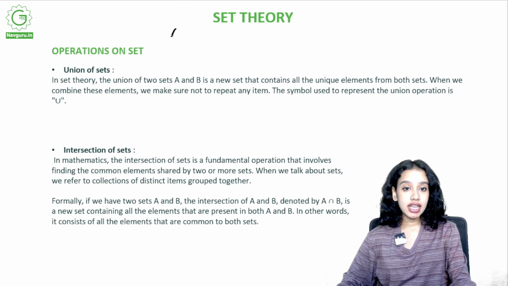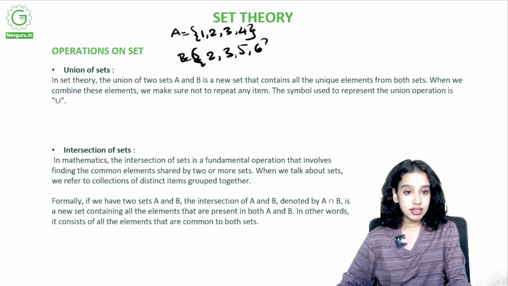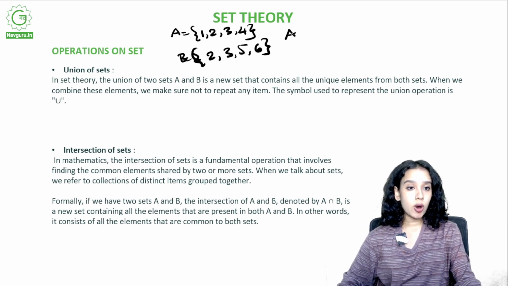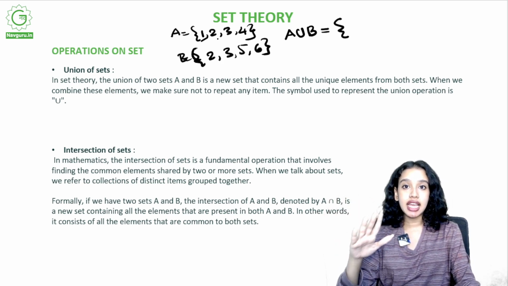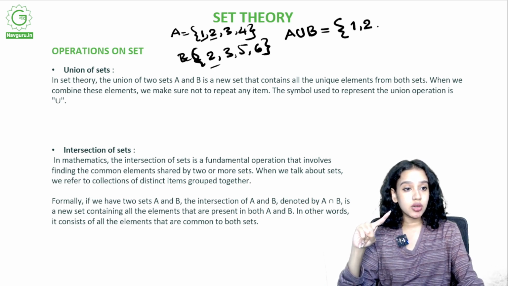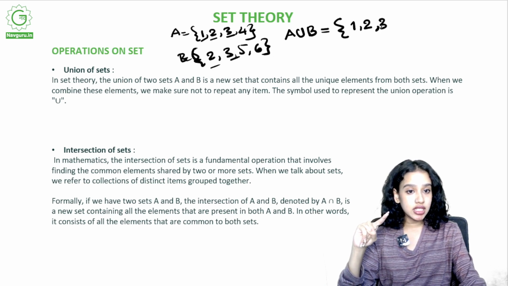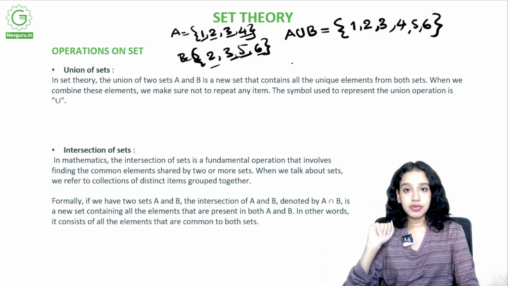So when we write A = {1, 2, 3, 4} and B = {2, 3, 5, 6}, we use the operation U. A union B is equal to: we'll write every element which is there in A and B. So we have 1, we have 2 in both of these, but we'll just write it once. We have 3 in both of these, we'll write 3. We have 4 here, we have 5 and 6 here. So this is the set of A union B, right?